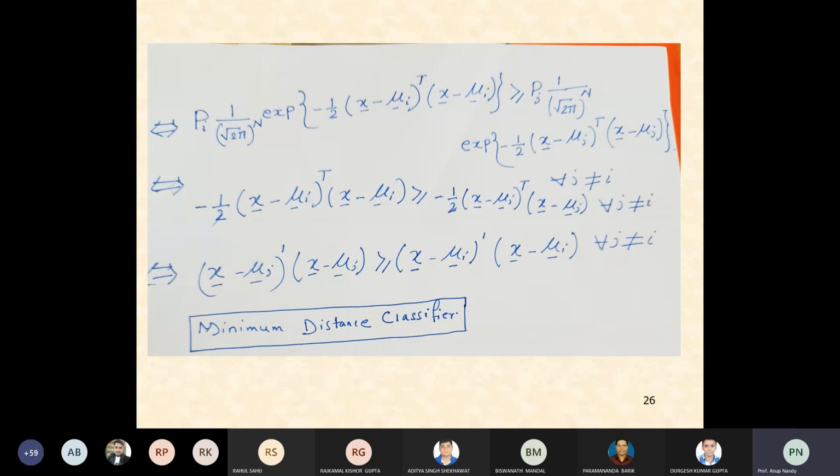So that is the concept. You can put x in the ith class if this quantity is less than or equal to that quantity. It means you are calculating the distance between x and mu i, that is, how much deviation there is from the mean, where mu i is the mean. You put x in the ith class if the distance between x and the mean of the ith class is less than or equal to the distance between x and the mean of all other classes. Then you can put x in the ith class.